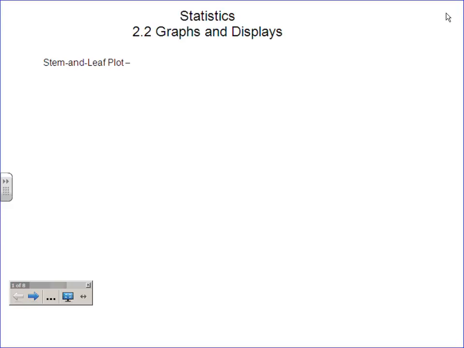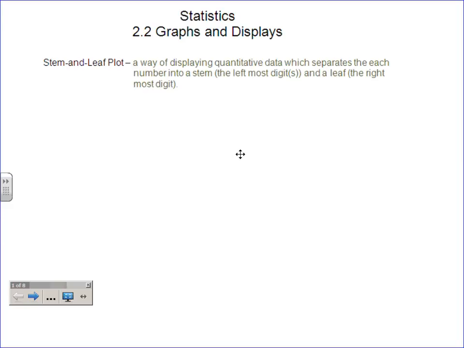But a stem and leaf plot, very simply, is a way of displaying quantitative data. Remember, quantitative means there's a quantity, right? It separates each number into a stem, the leftmost digit or digits, and a leaf, the rightmost digit. So that's the key there: the stem can be more than one digit, and they want the leaf to be just one digit. It's kind of how they describe it.